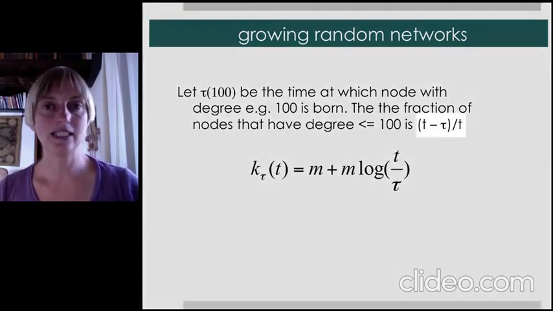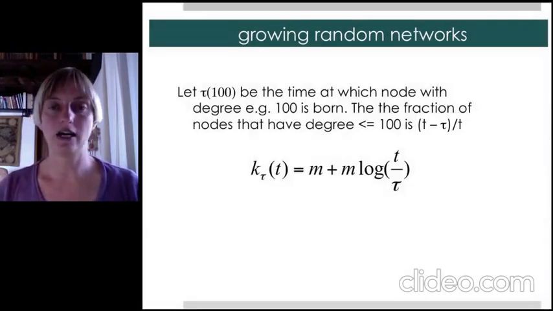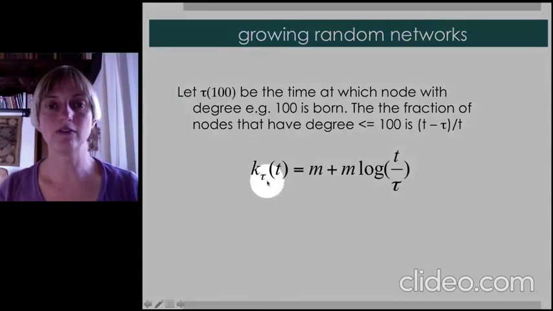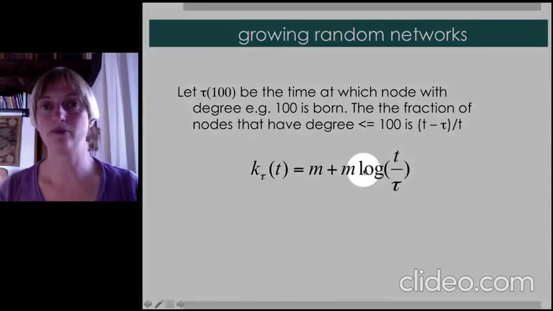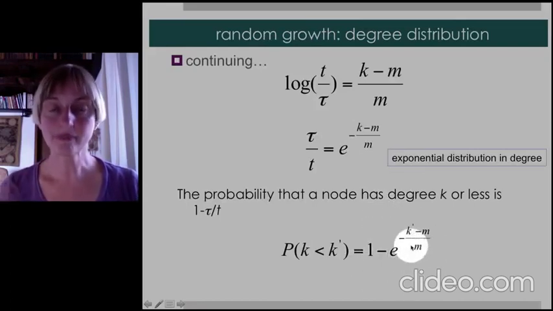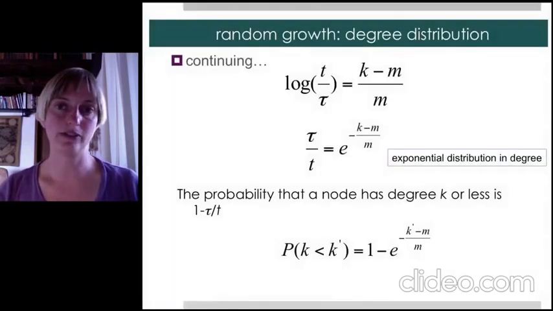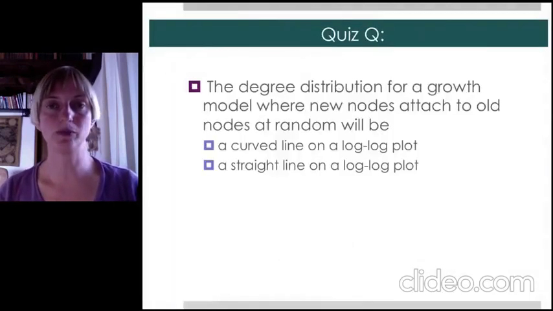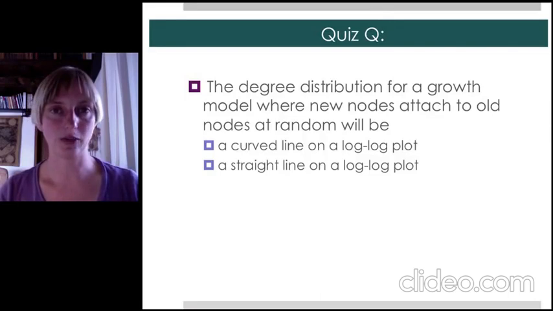So this is t minus tau over t, that fraction. And we have the solution for the degree of a node that was born at time tau from before. So we're just going to solve for tau from this equation and derive an exponential distribution for the degree of the nodes. So given that this is an exponential distribution, what I'd like you to answer is, what do you expect this degree distribution to look like on a log-log plot? Is it going to be a curved line, or is it going to be a straight line?